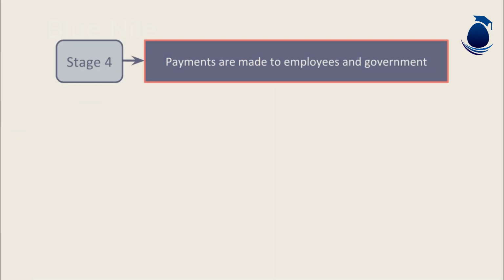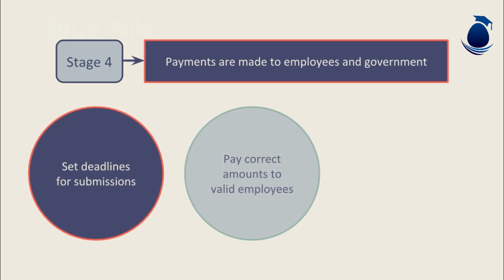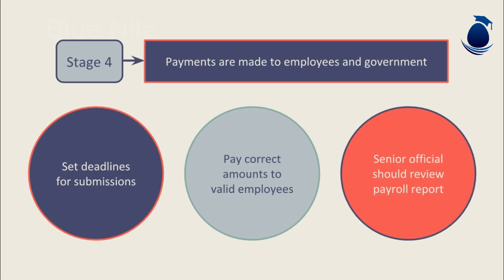Finally, stage 4 is the payments. Payments to employees and the government must be made on time. Therefore, setting deadlines for submission, such as overtime, should be in place. The correct amounts must be paid and only to valid employees. Therefore, having a senior official, such as the payroll manager, review this information from the payroll report and the payment sheets will reduce the risk of an incorrect payment.